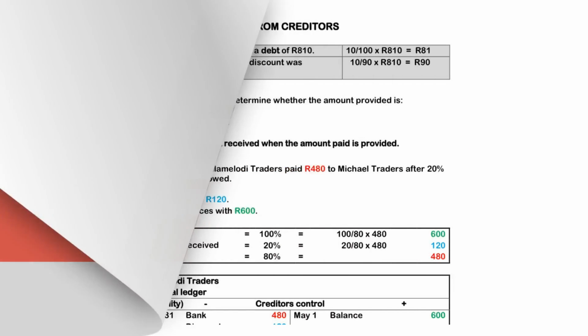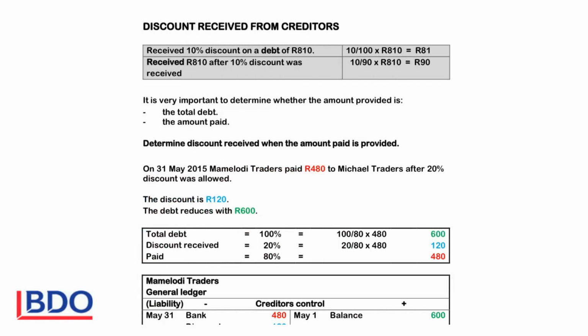Good morning. We will pay attention to discount received from creditors when we pay our account in time to receive the discount. It is very important to determine whether the amount provided is the total debt or whether it is the amount paid. Receive 10% discount on a debt of 810.